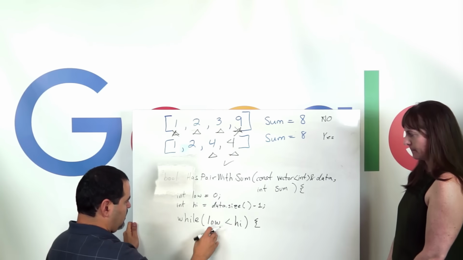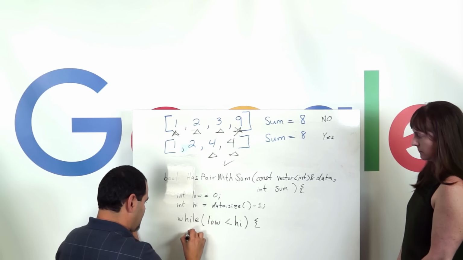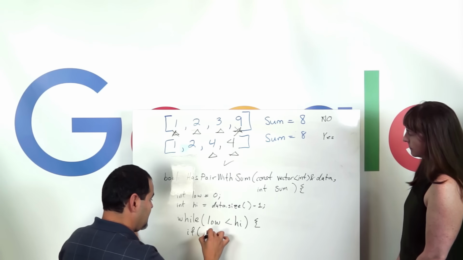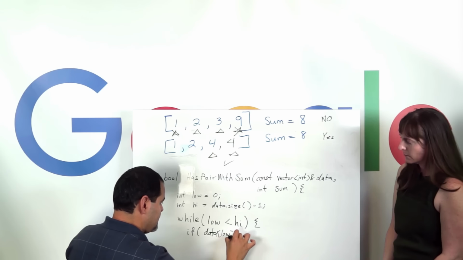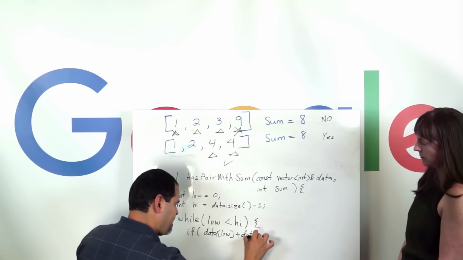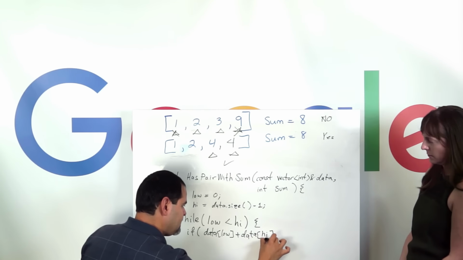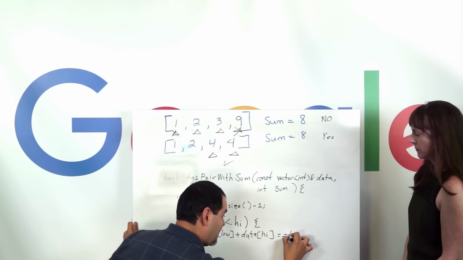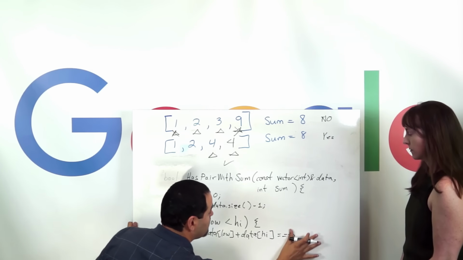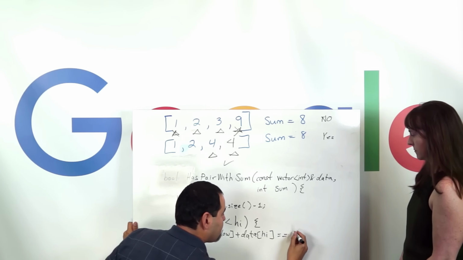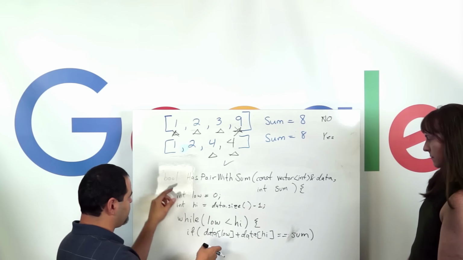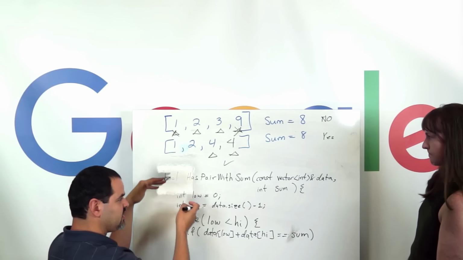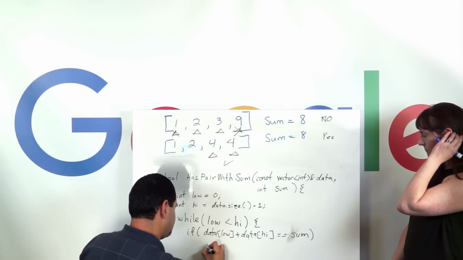So while low is less than high, I guess if my data at low plus my data at high is the same as my target, which is called sum, then I have found it. That's it. That's my pair. And here's where I would construct that pair if I needed to return it. But like you say, for now, I can just return true.